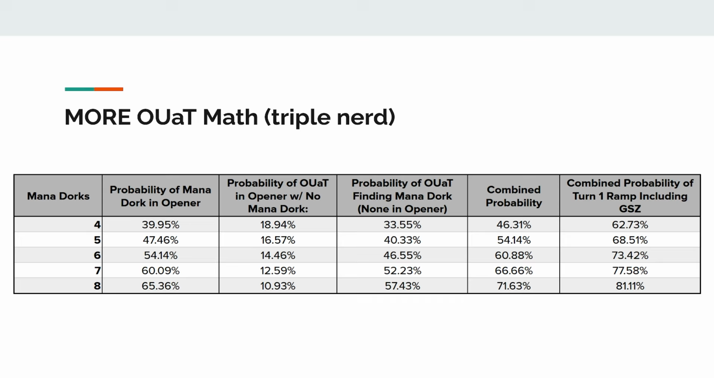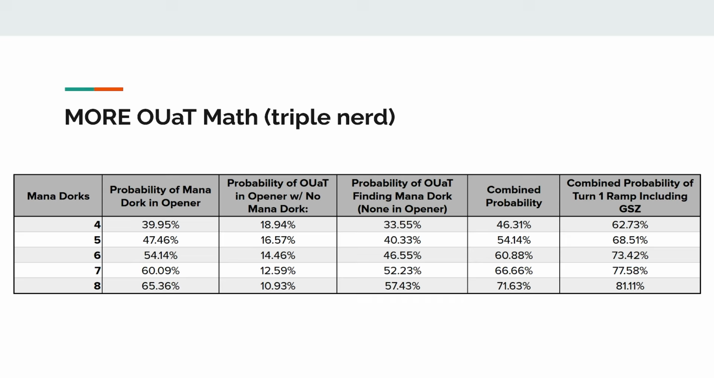So here I've calculated the probabilities of having a turn 1 ramp play, assuming we're playing 4 copies of Green Sun's Zenith, and then with a varying number of mana dorks. So simply looking at the numbers, we would correctly assume that by playing more dorks, we would have a higher certainty of having turn 1 ramp. But I think also it's important to acknowledge the context of a mana dork in our deck.